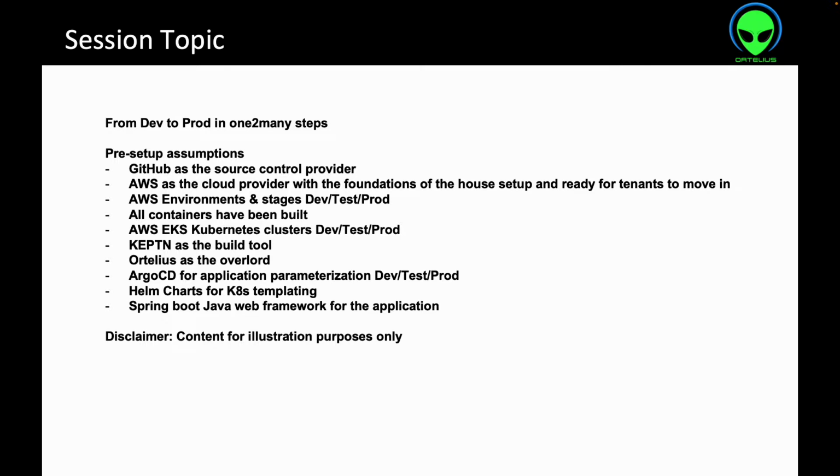Just to set up the scene a little bit, we're assuming here that we have our source control provider chosen. In this case, I've chosen GitHub, and we've chosen our cloud provider, in this case AWS. The foundations of the house are set up and ready for tenants to move in. We have our environments or stages set up: dev, test, and prod. We have all our containers built. We're using EKS for all our Kubernetes clusters.